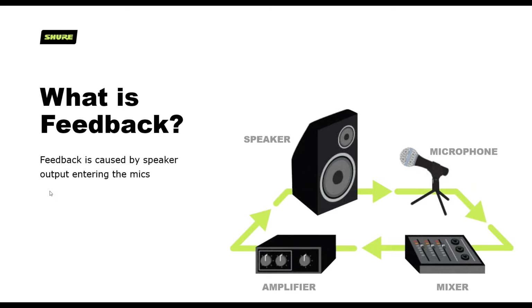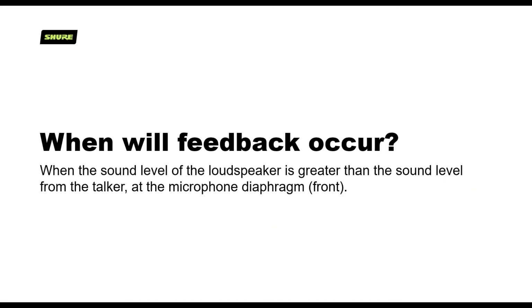So if you think about it, another way to minimize your feedback issues is to just avoid having the microphone pick up the sound that is coming out of the loudspeaker, right? Because that's where that loop has to occur. If the microphone hears itself essentially coming out of the loudspeaker again, that's where you get that feedback from. So feedback will occur when the sound level at the loudspeaker is greater than the sound level at the talker.